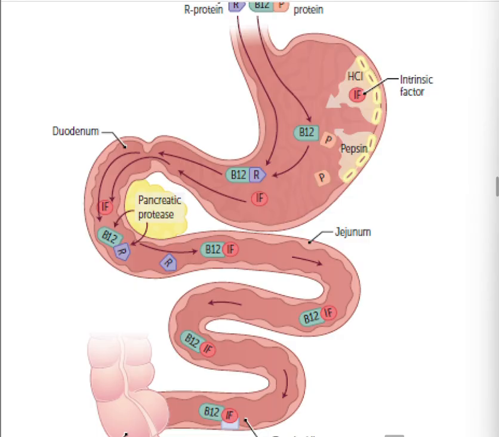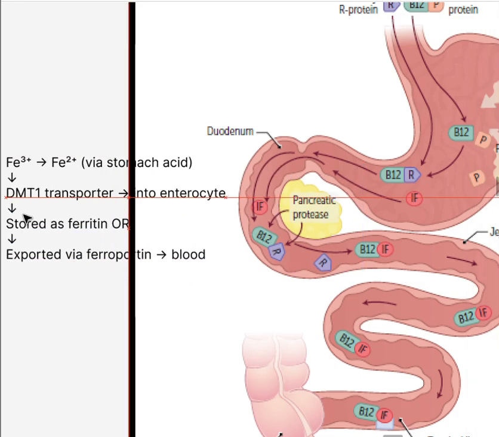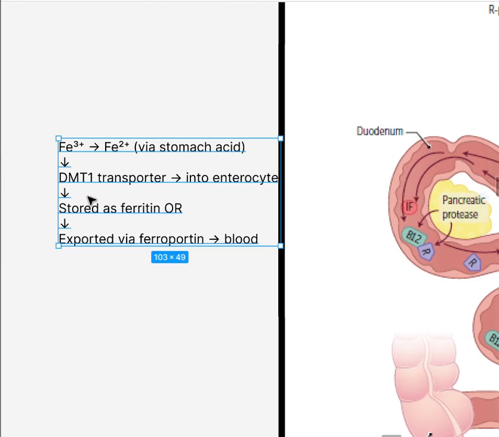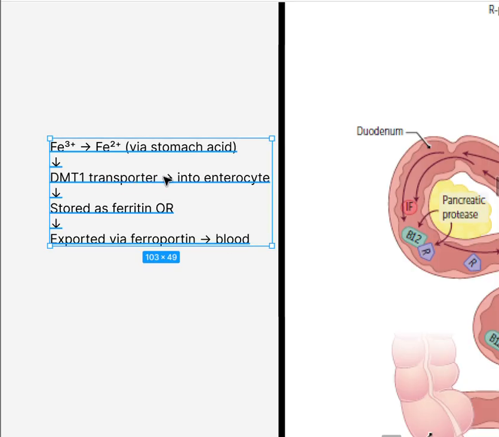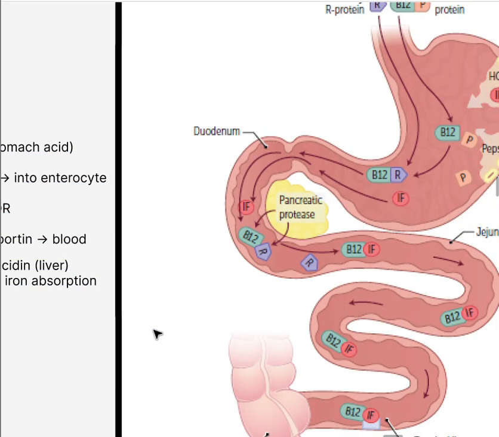So whenever you have increased hepcidin, there is increased iron absorption. Look at this here. We have the Fe3+ converted into the Fe2+ via the stomach acid, and the DMT1 transporter absorbs it into the enterocyte. It's stored as ferritin or exported via ferroportin into the blood and regulated by the hepcidin in the liver, right? Now, moving on to the calcium. So this was regulated by hepcidin in the liver.